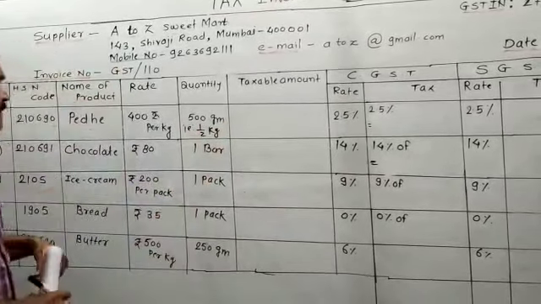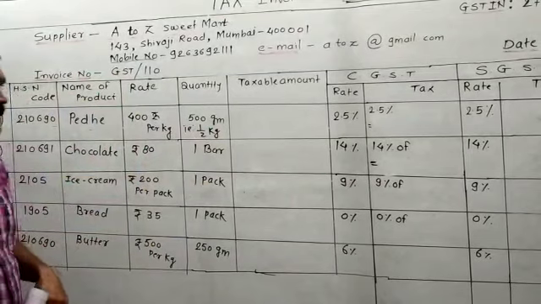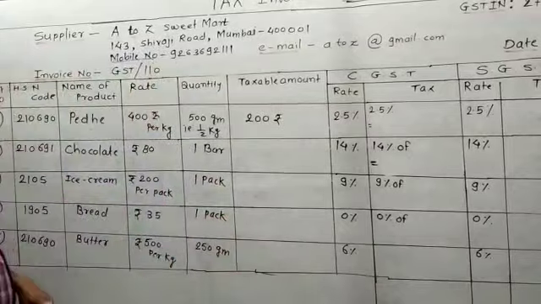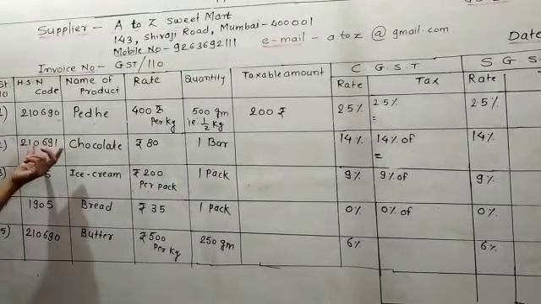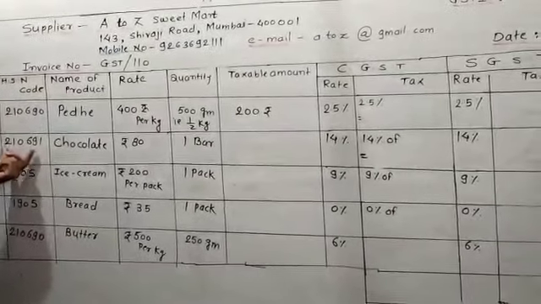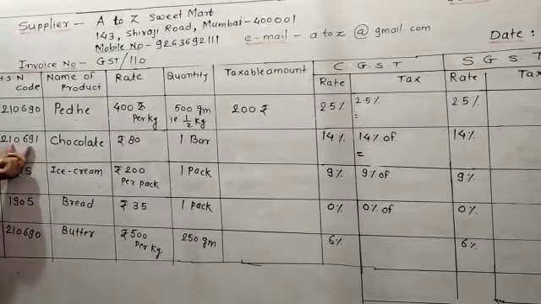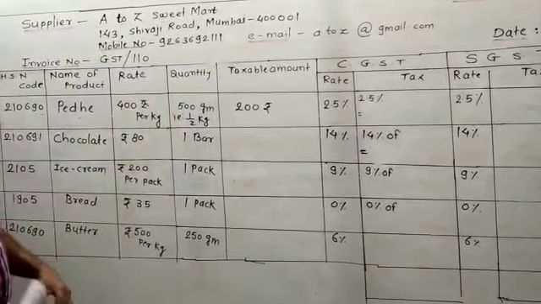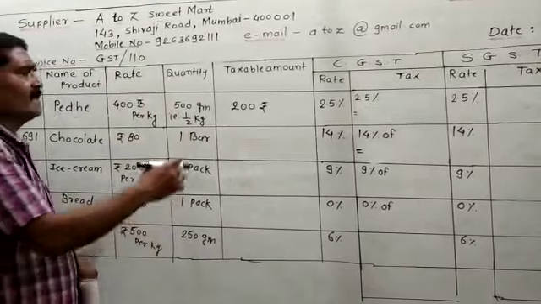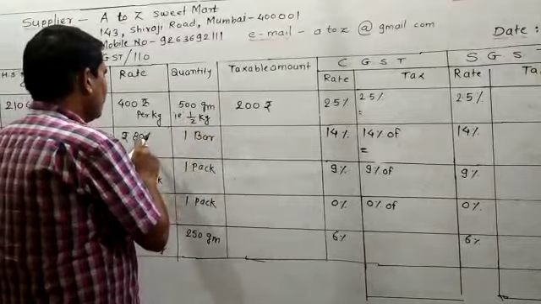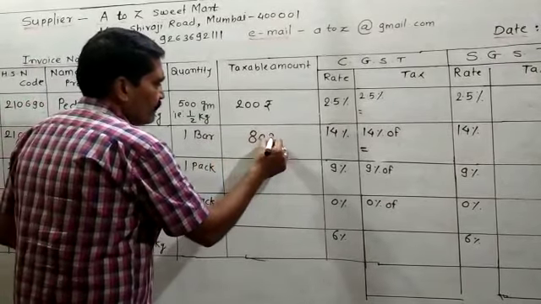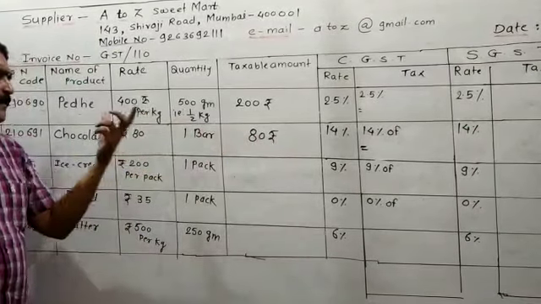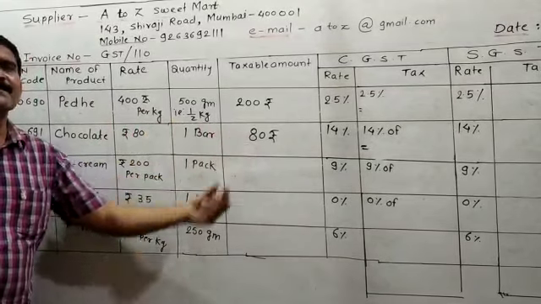If the cost of 1 kg is 400 rupees, the cost of half a kg is 200 rupees. Then he purchased chocolates. The HSN code of the chocolate is 210691. The rate of chocolate is 80 rupees. If he purchases 1 bar, the taxable amount is 80 rupees. If he purchases 2 bars, the taxable amount is 160 rupees.